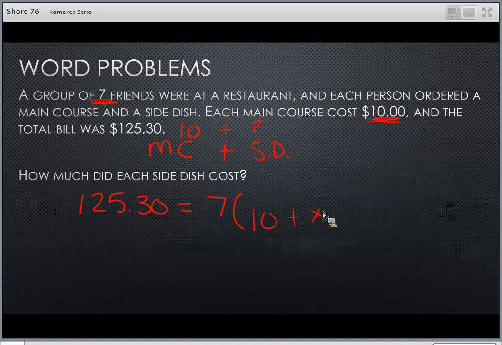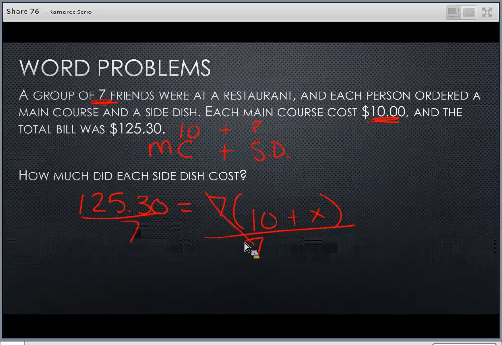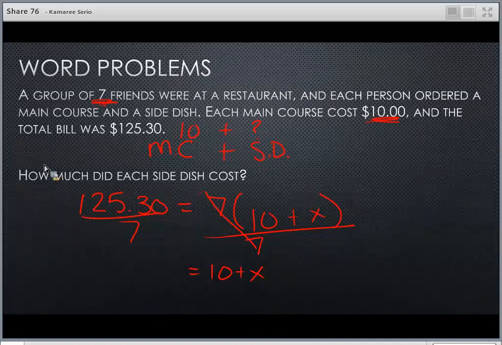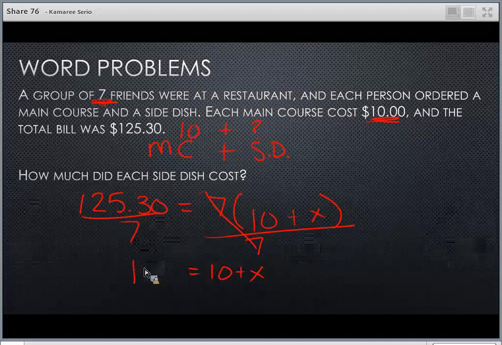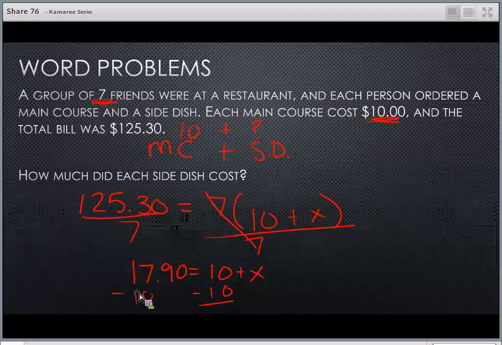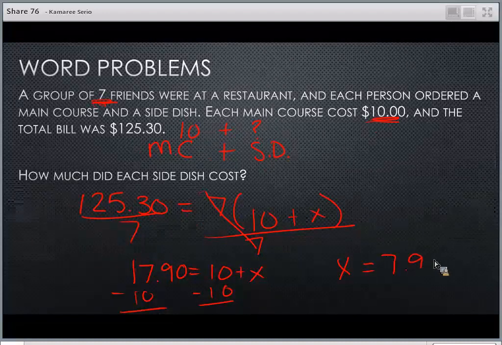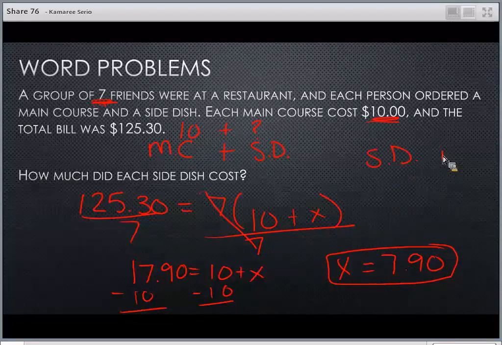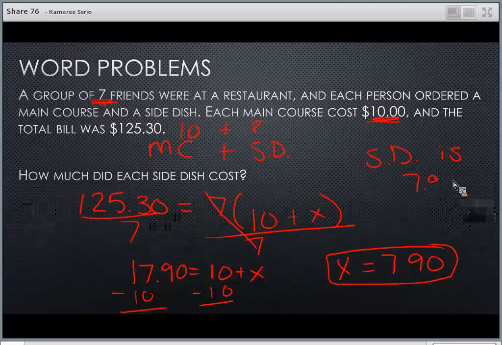So 10 plus x. So if I divide all of this by 7, that will cancel. I'm left with 10 plus x equals 125.30 divided by 7, and then let's subtract 10 from both sides, and you should get x is equal to $7.90. So each side dish is $7.90.